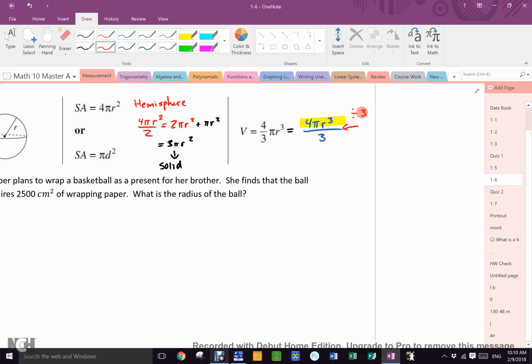For a regular sphere, what if it was a hemisphere? A hemisphere is what? Half a sphere. So I would have 4 pi r cubed over 3 divided by 2, yeah? Because I want to cut it in half. It wouldn't be as easy as just making it 2 pi r cubed. No, it wouldn't be. Or is it?